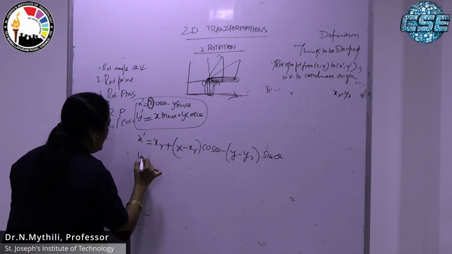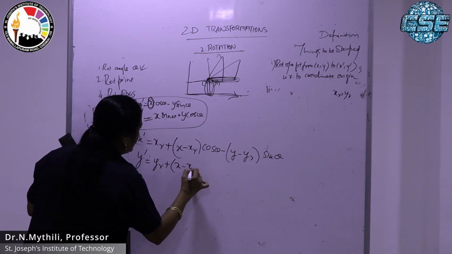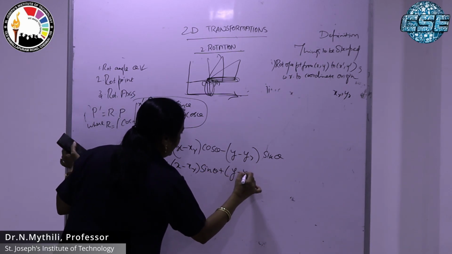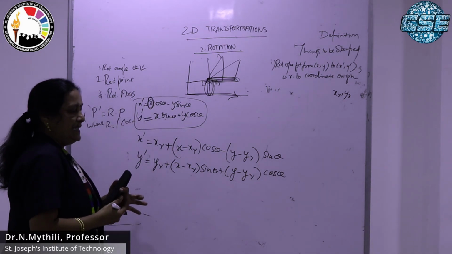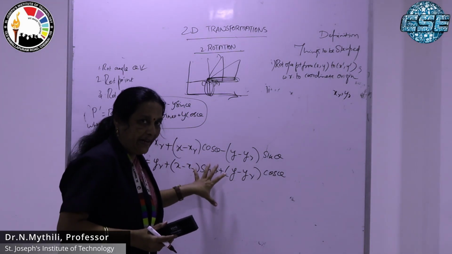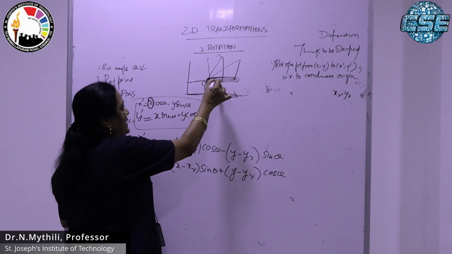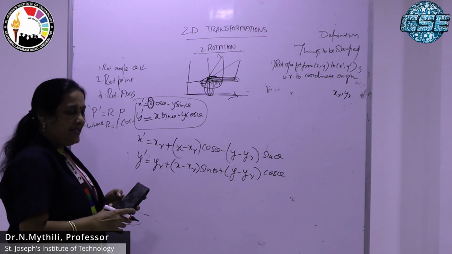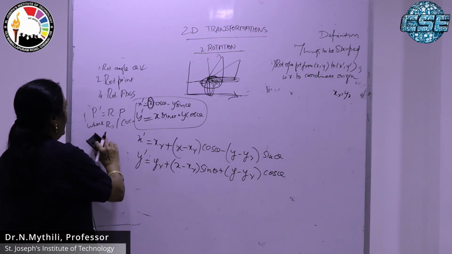Okay, so in the same case y dash is equal to yr plus x minus xr into sin theta plus y minus yr into cos theta. So this is the second case, the rotation of a point from xy to x dash y dash with respect to a point xr comma yr, not with respect to coordinate origin, right? Okay, so with this rotation is over.